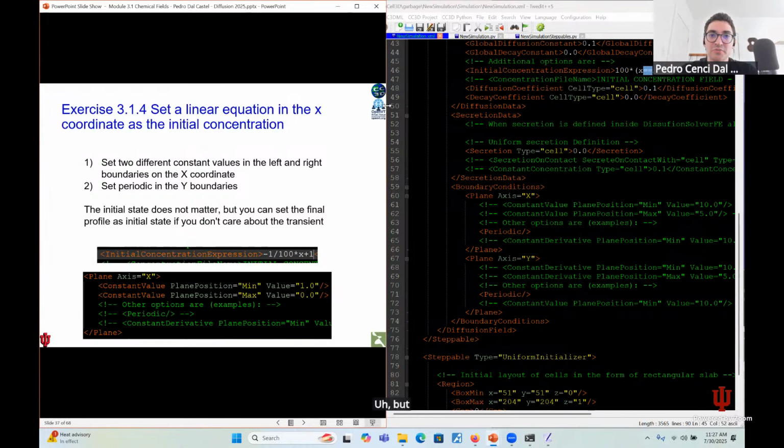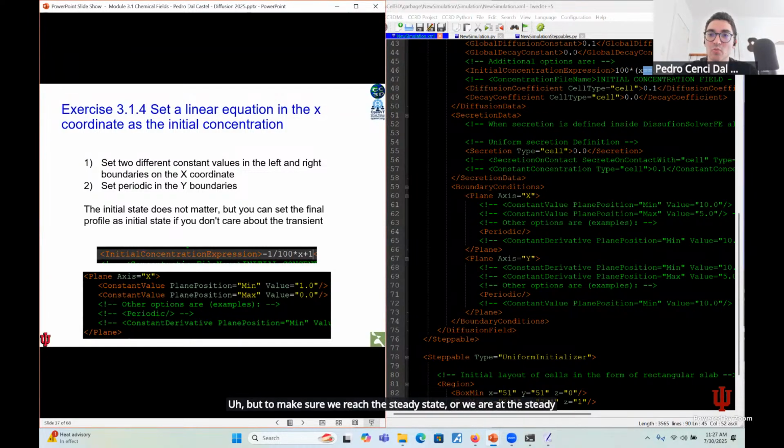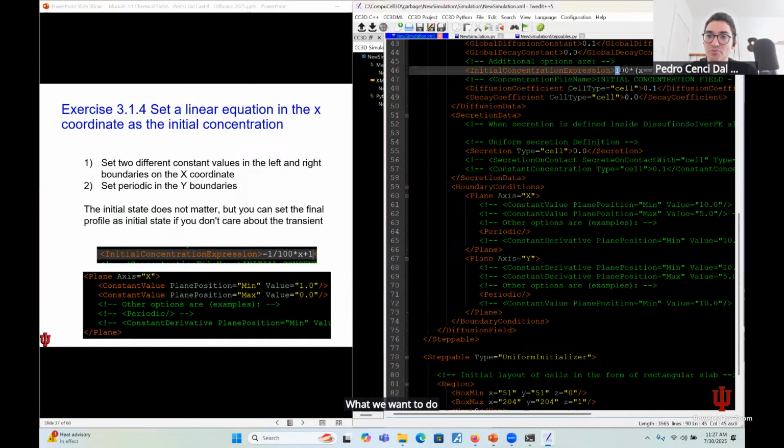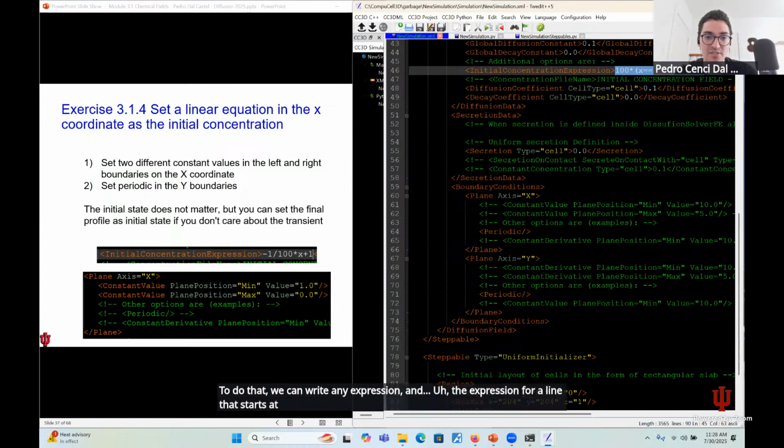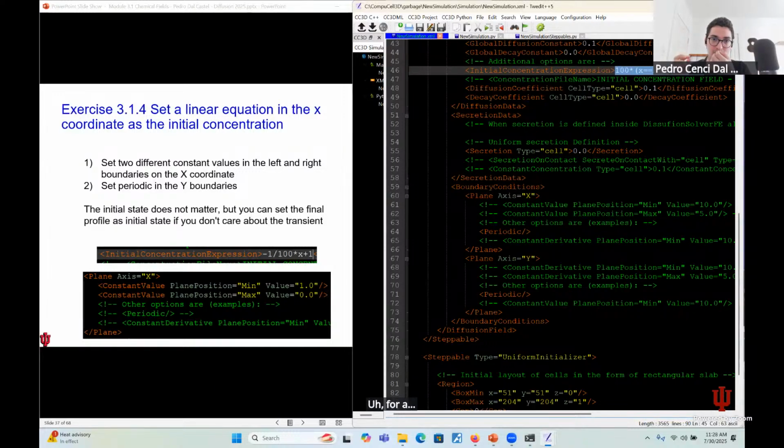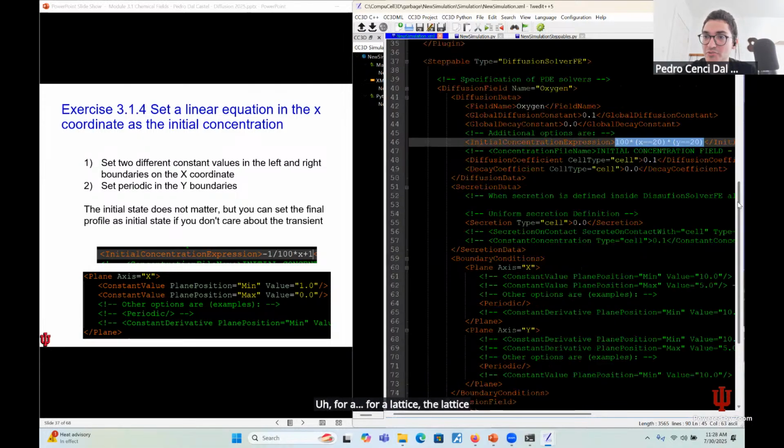But to make sure we reach the steady state, or that we are at the steady state already, what we want to do is to draw a linear field from the start as our initial concentration. To do that, we can write any expression, and the expression for a line that starts at 1 and ends at 0 for the lattice that we chose.